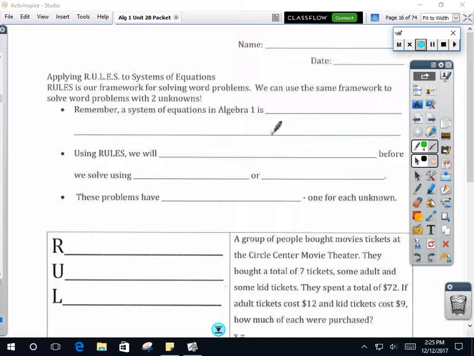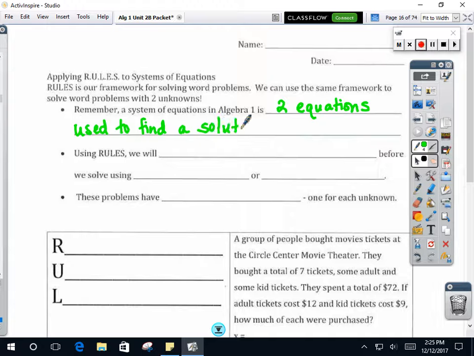Okay, remember, a system of equations in Algebra 1 is two equations used to find a solution. And we always write the solution as an x value and a y value. Before we solve using substitution or elimination.